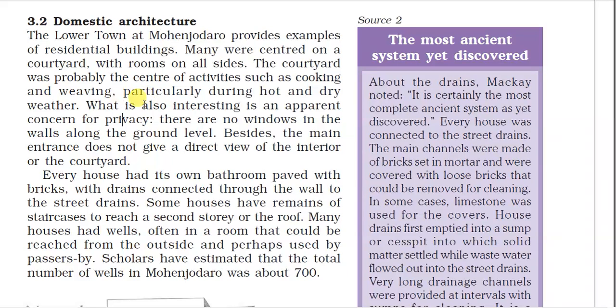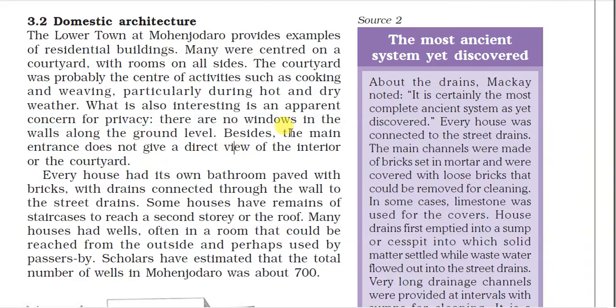Number two, there was a concern for privacy. Again, in theory, we don't have evidence. The only point that shows that they had a concern for privacy is that they had no windows in the walls along the ground level. And this is a theory, we don't know. Probably they had some other reason for not having windows at the ground level, but this is what historians assume, that probably they had a concern for privacy.